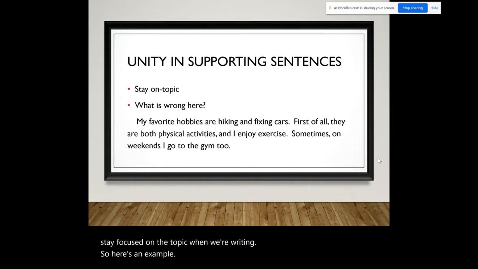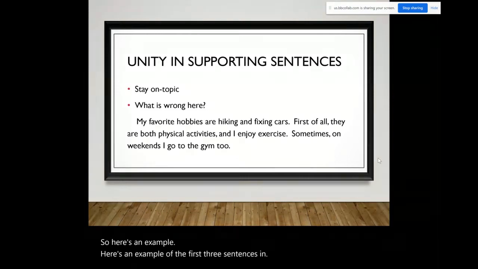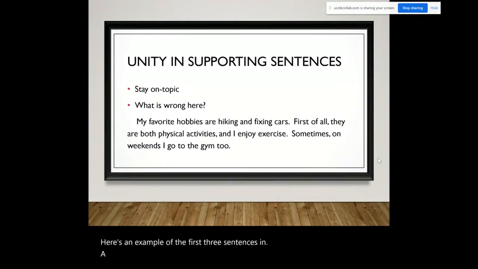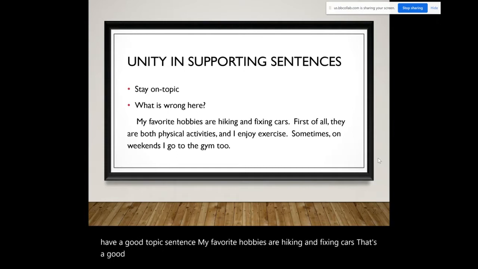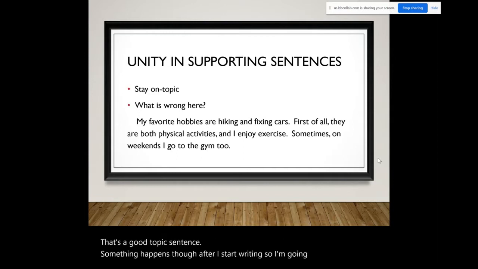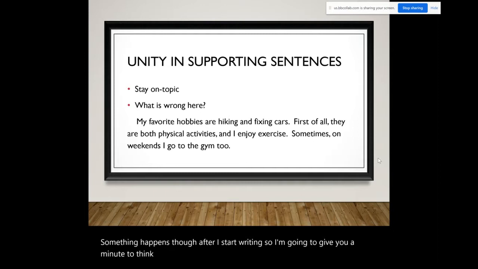Here's an example of the first 3 sentences in a paragraph. Remember the hobbies that we started out with at the beginning. I have a good topic sentence. My favorite hobbies are hiking and fixing cars. That's a good topic sentence. Something happens though after I start writing. So I'm going to give you a minute to think about what's wrong here. So just take a minute and read, and then I'll ask you a question.